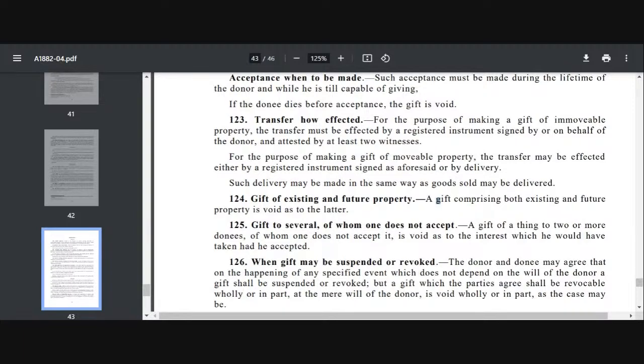So if we give two properties together, of which one is existing and the other is not, then the whole gift becomes void. Similarly, if you are making a gift to two or more persons jointly and severally, and one of them does not accept, right? So acceptance by all donees is necessary. And if I'm giving it jointly, then everyone's acceptance is necessary. Okay. 126 is important.